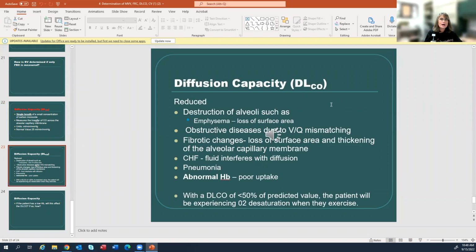What reduces our diffusion capacity? It's kind of all the things you guys have been talking about in your pathophysiology class and anatomy class. Anytime you have something getting in the way of oxygen diffusing across the alveolar capillary membrane, like congestive heart failure, pulmonary edema, renal failure, any fluid accumulating is going to prevent oxygen from getting into the blood.